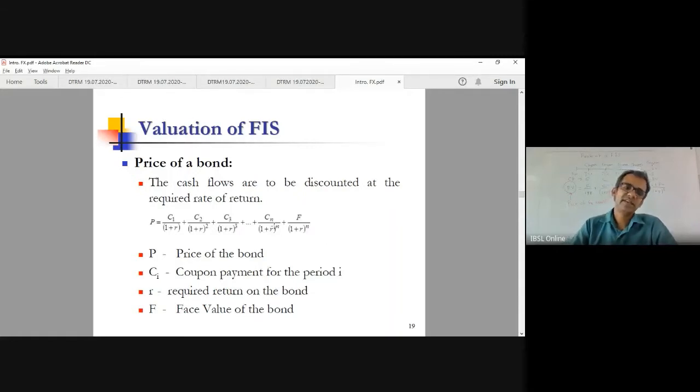Cn means we assume there are n periods. At the end of n periods, you get the coupon and the face value. So either you can write it as two separate components in this equation, or, as I wrote it on the board, as one component. Is it clear?